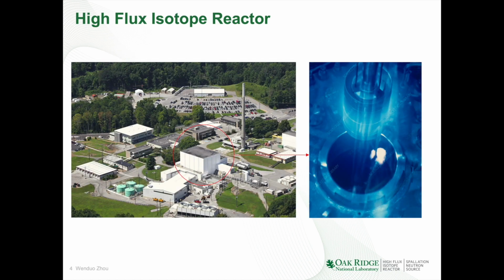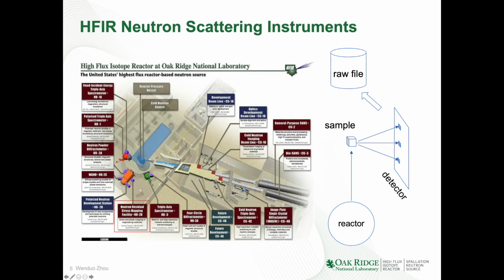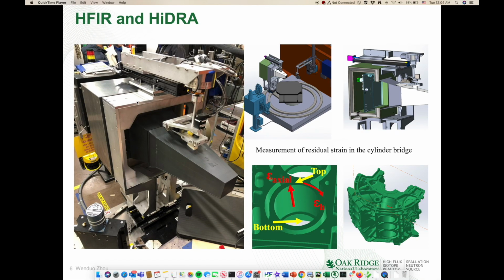High Flux Isotope Reactor is the only research reactor operated by the Department of Energy to study material science by neutron scattering. HiDRA is one of the 12 neutron instruments in this user facility. In general, for a neutron scattering instrument, neutrons are generated in the reactor and then travel through a neutron guide to hit the sample, which is the material of interest. Part of the scattered neutrons are detected by neutron detectors. The science can be retrieved from how these neutrons are scattered.